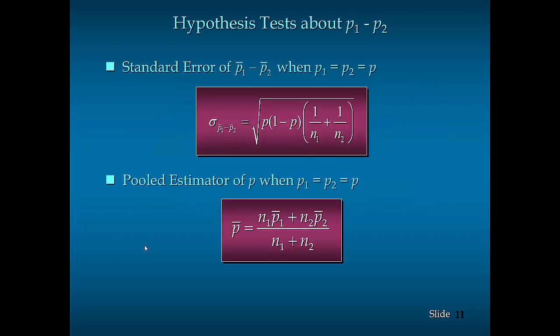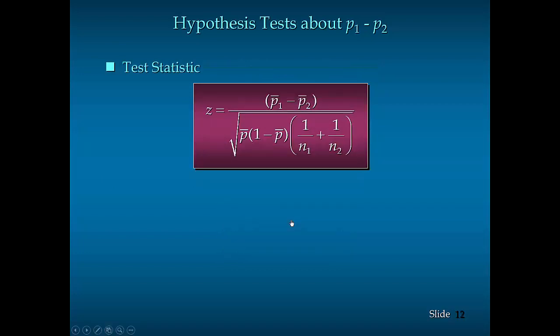So the standard error, again, when we're assuming P1 equals P2, we just use P to represent both, so we get a slightly different standard error. It makes computation slightly easier. And then we pool the estimator of P to just be P bar, which is a weighted average of the two sample proportions.